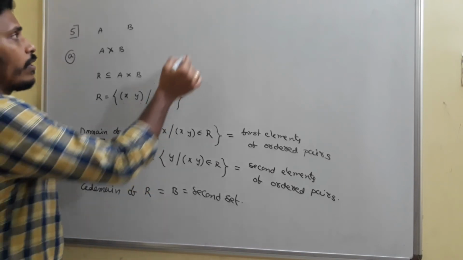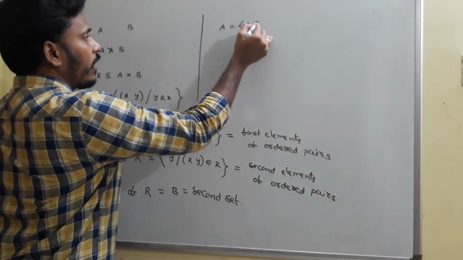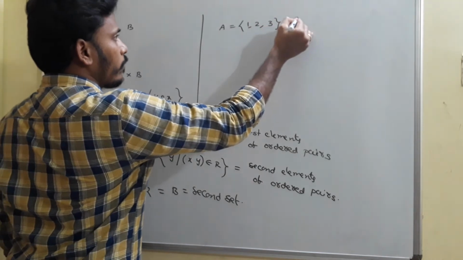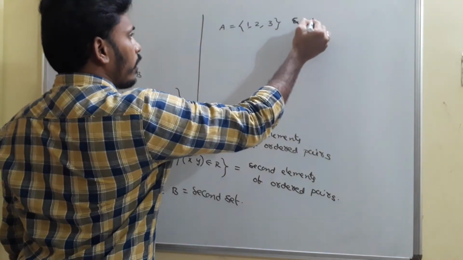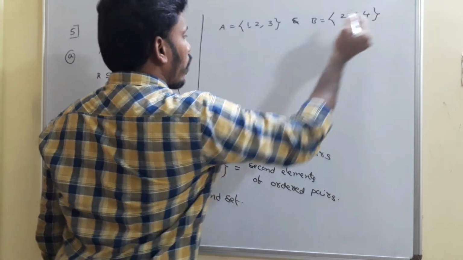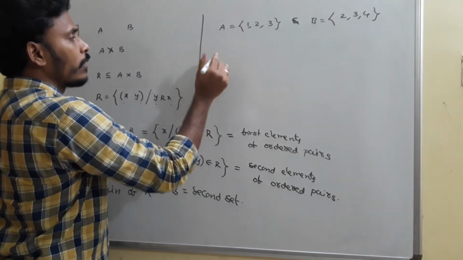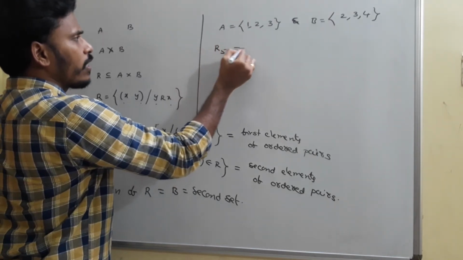So just look there, I will give an example. Okay, for suppose I have a set A containing the elements 1, 2, 3. Okay, and B set containing the elements 2, 3, 4. Okay, so I will define a relation. You may say any name, like R5 is a relation.